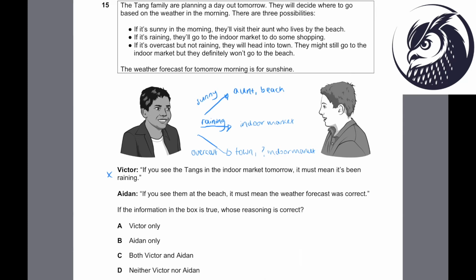Let's look at Aiden's statement. Aiden says, if you see them at the beach, it must mean the weather forecast was correct. And what exactly was the weather forecast? The weather forecast for tomorrow morning is for sunshine, okay? So if you see them at the beach, it must mean that the forecast was correct, and the forecast said it will be sunny, and that is correlating with our flowchart. We know that if it's sunny, they're going to be at the aunt's place, which is next to the beach. So if we do see them at the beach, it means that it was sunny and therefore the weather forecast was indeed correct. So therefore Aiden's statement is true, and that means that option B has to be our answer.